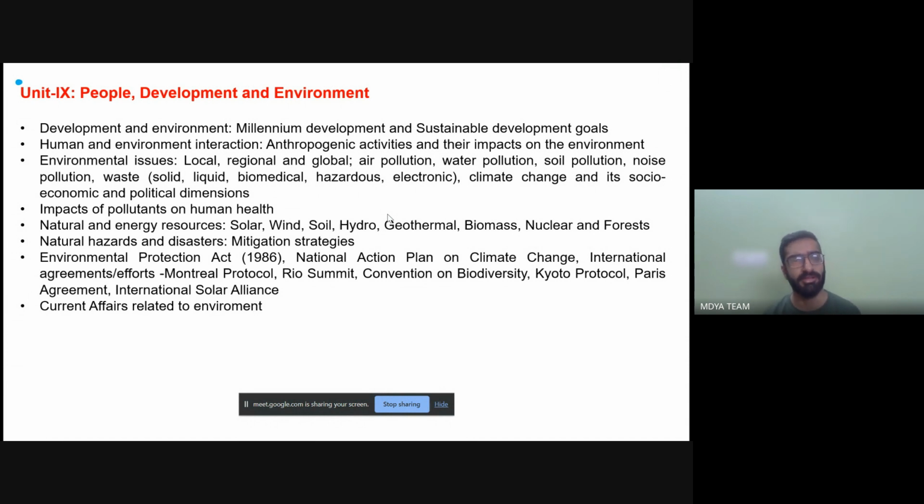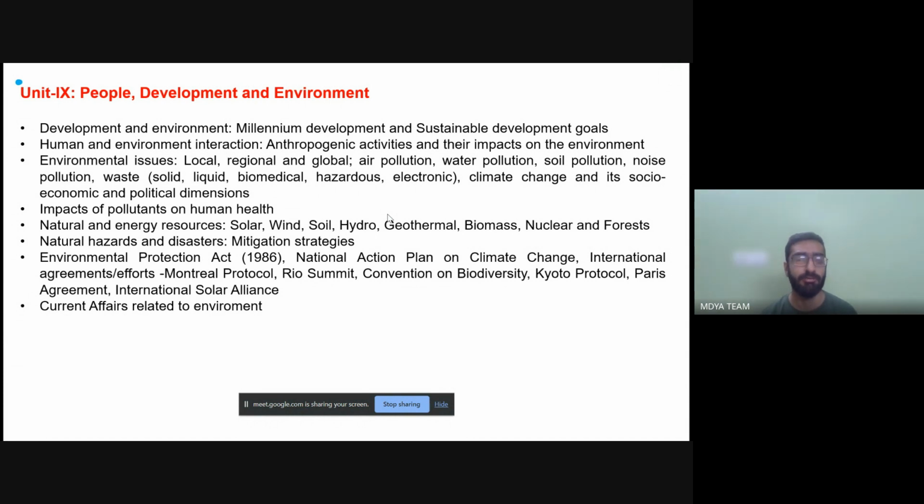Second, we go on to human and environment interactions, the anthropogenic activities, and their impact on the environment. Anthropogenic means it is related directly or indirectly to humans, so how human beings are impacting the environment. Then we come to environmental issues, the local, regional, and global issues that are prevalent, which could consist of air pollution, water pollution, soil pollution, noise, as well as waste pollution. Waste consists of solid waste, liquid, biomedical, hazardous, or electronic waste.